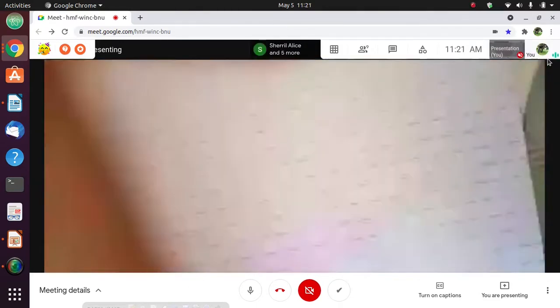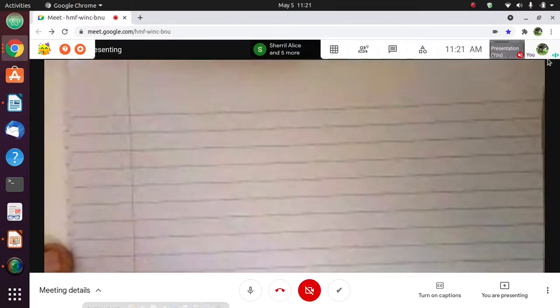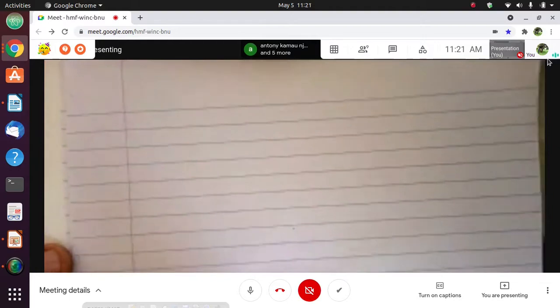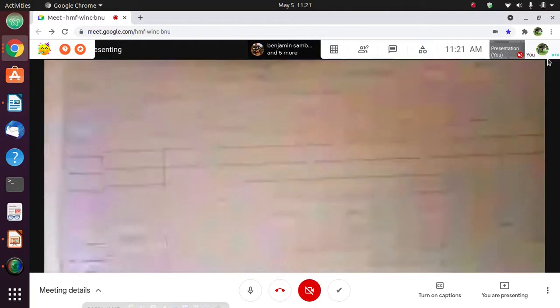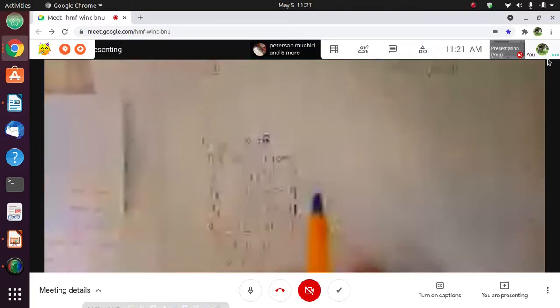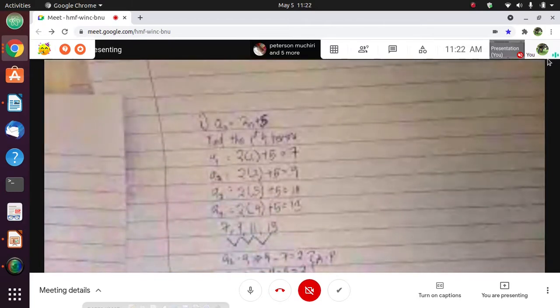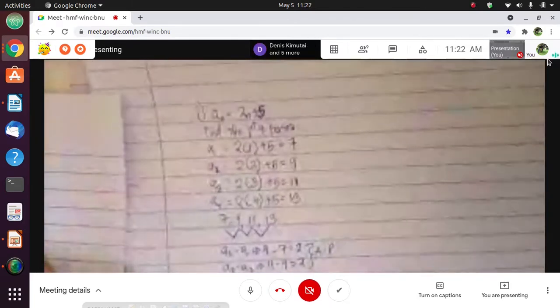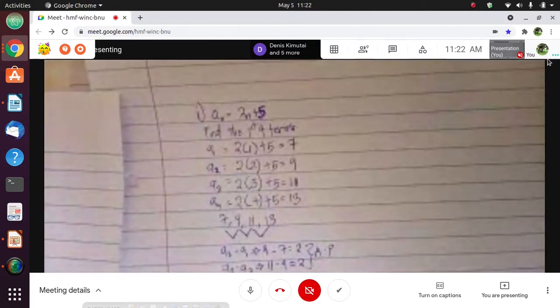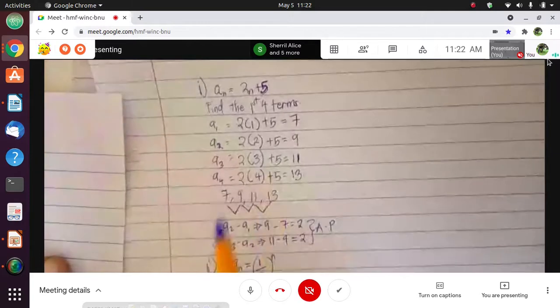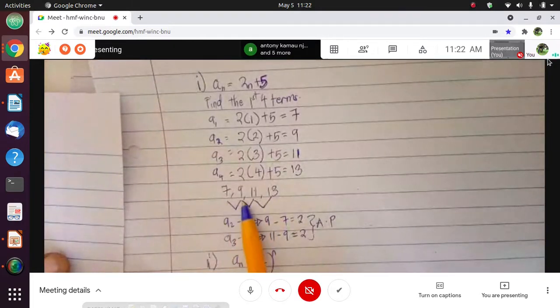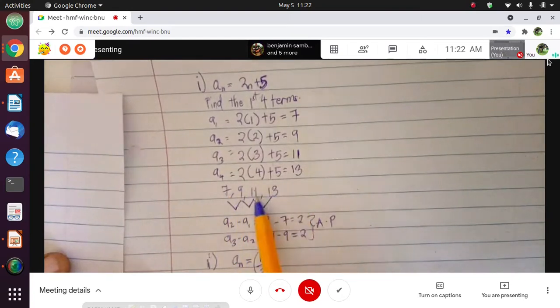So we were just trying to identify what is an arithmetic sequence and what is a geometric sequence. For an arithmetic sequence, the common difference between successive terms should be the same. And if my work is not clear, please let me know. For an arithmetic sequence, the difference between these two numbers is the same. So 9 minus 7 is 2, 11 minus 9 is 2, 13 minus 11 is 2.